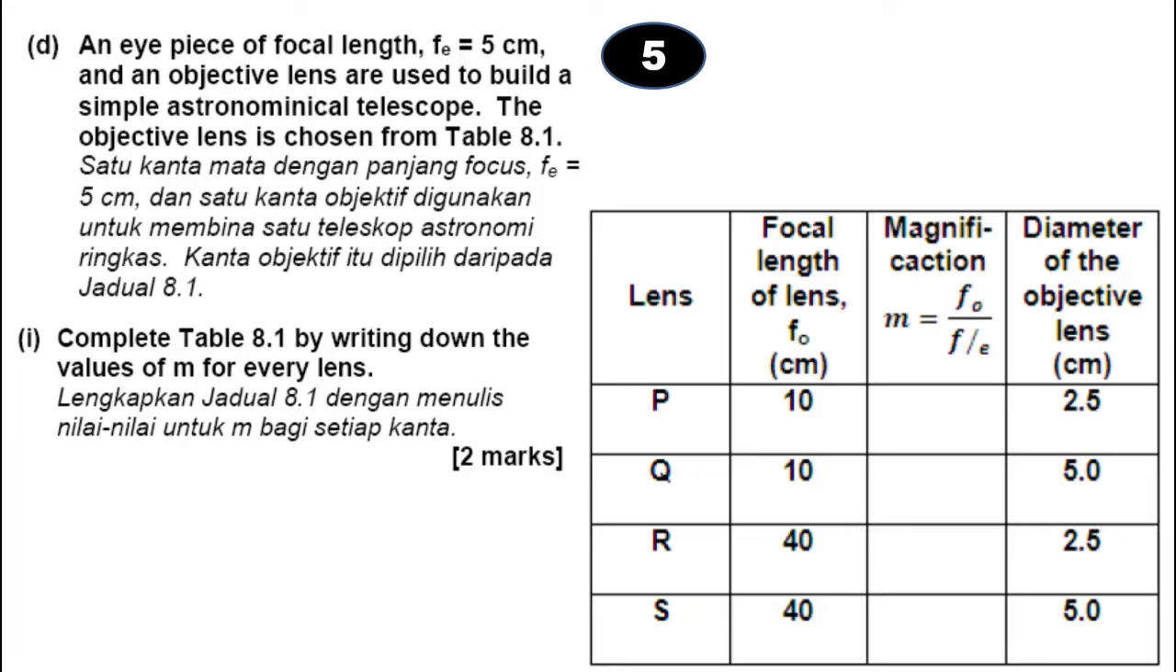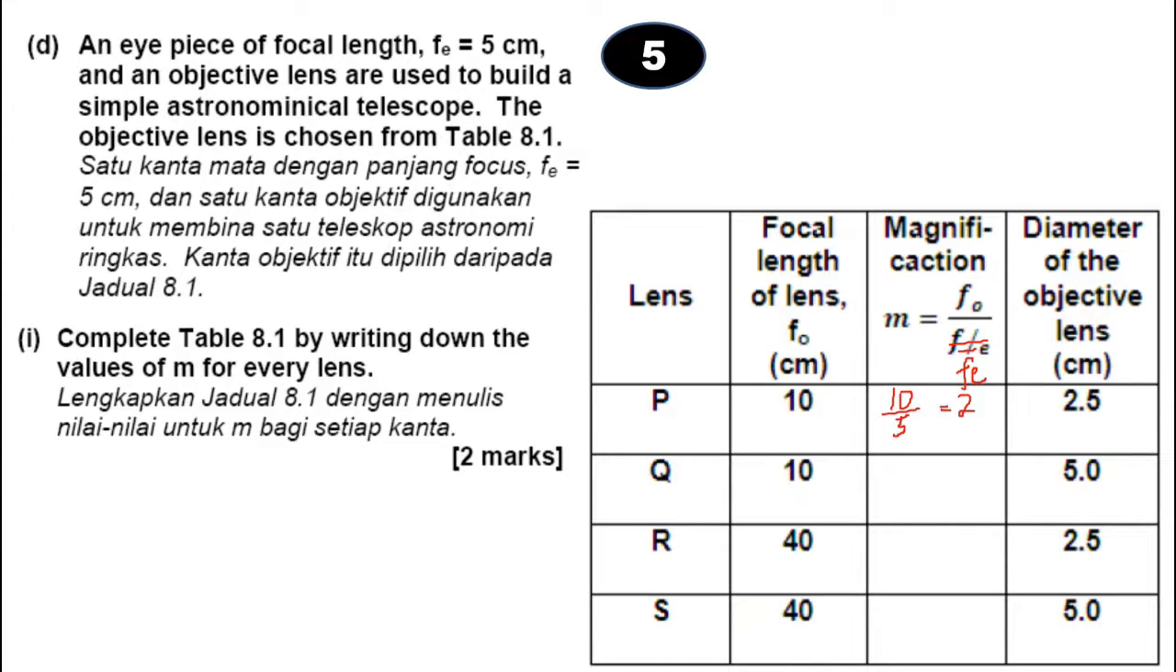Question D. You are given an eyepiece with a focal length of 5 centimeters. You need to calculate the magnification. You have the formula m equals fo over fe. Okay, so this should be fe, not like this. It should be fe, like this. So you have 5 centimeters, so we become 10 divided by 5 equals 2.